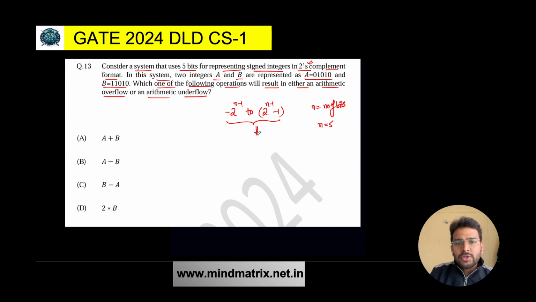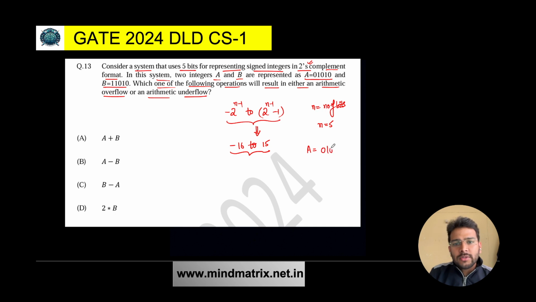So what can be the range? What will be the range if you substitute n is equal to 5? The possible range using 5 bits in 2's complement format will be minus, if you substitute, that is 5 minus 1, that is 4. So minus 16 to, this is going to be 16 minus 1, that is 15. So minus 16 to plus 15 will be the range if you have 5 bits in 2's complement format. Okay, now here if you see, we are given these two integers a and b.